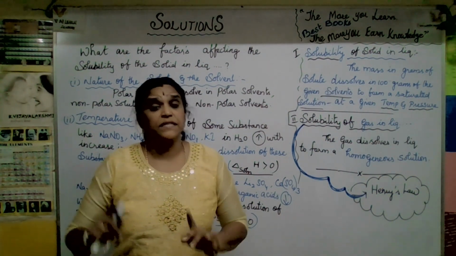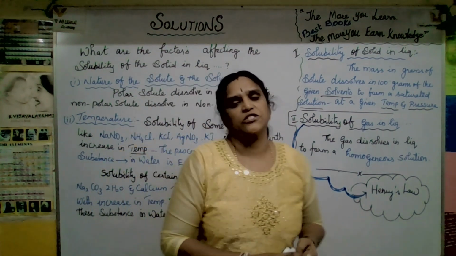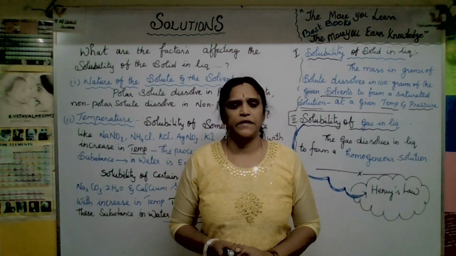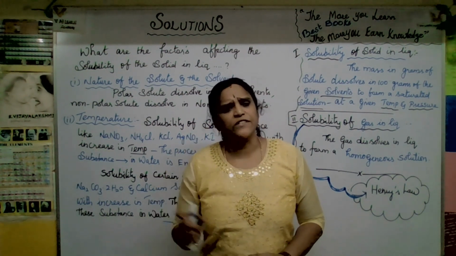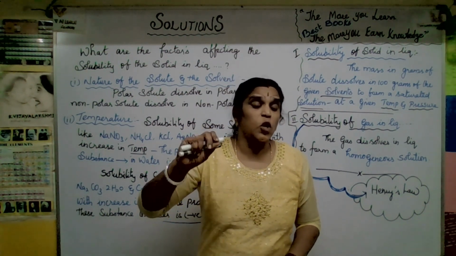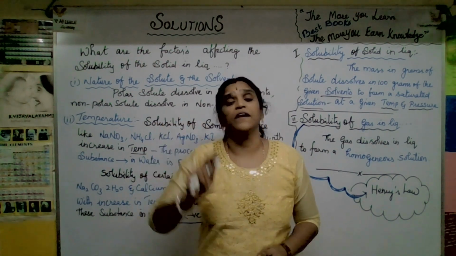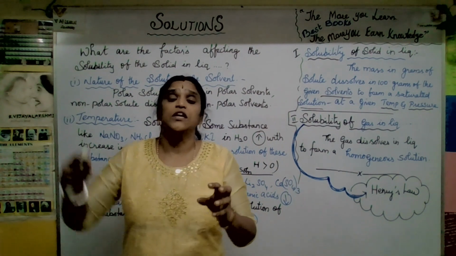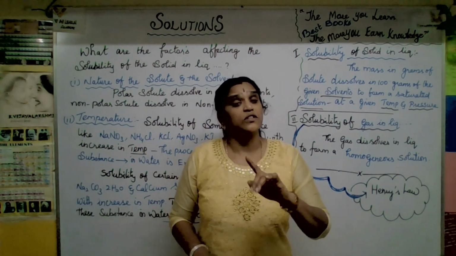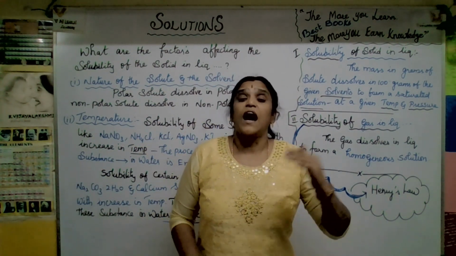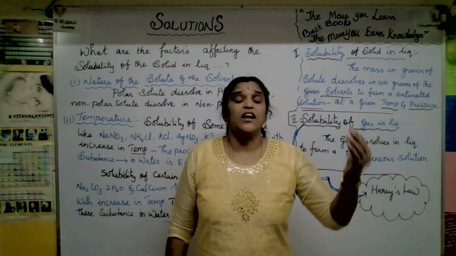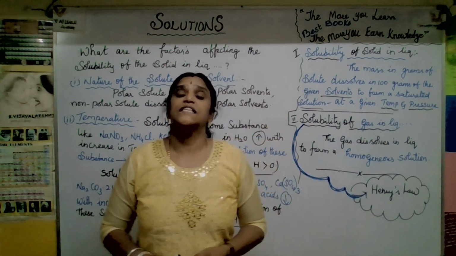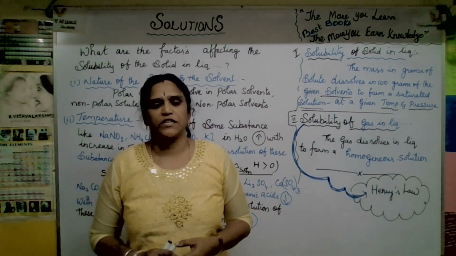Generally, saturated solution and unsaturated solution are the two main categories in solubility. Saturated solution means no more solute can dissolve in that solvent. That means the solute is completely dissolved in the solvent, so that is called saturated. Unsaturated means there is more undissolved substance present in the solvent, so that is an unsaturated solution.